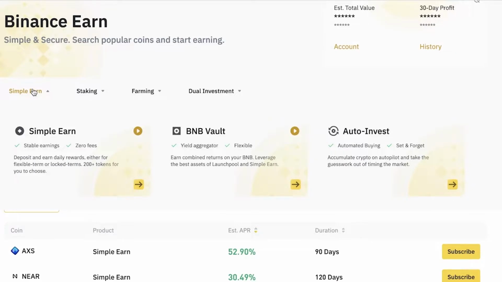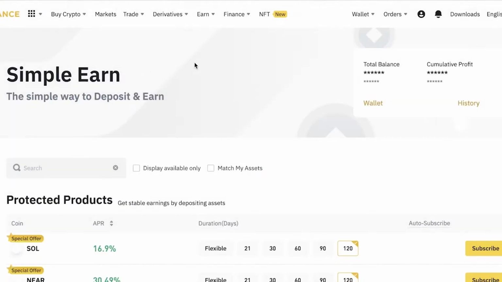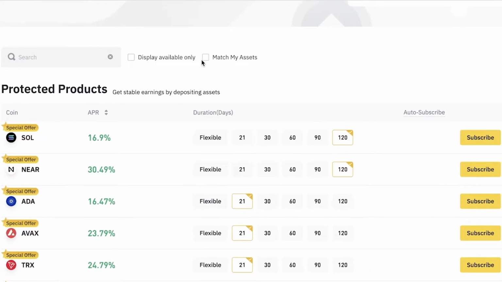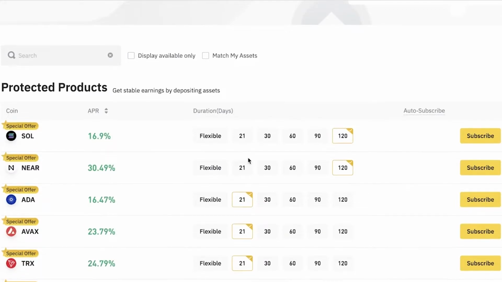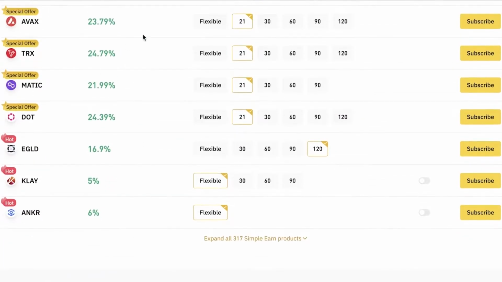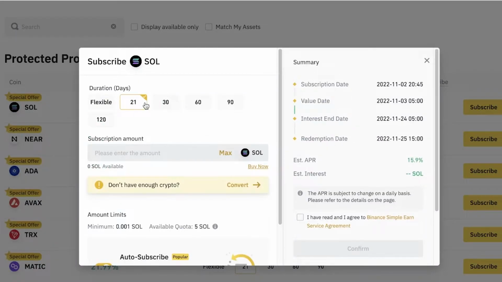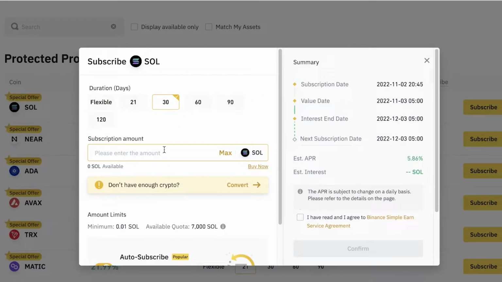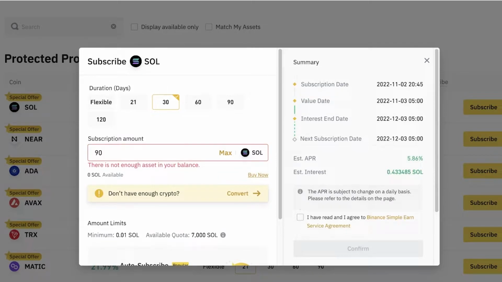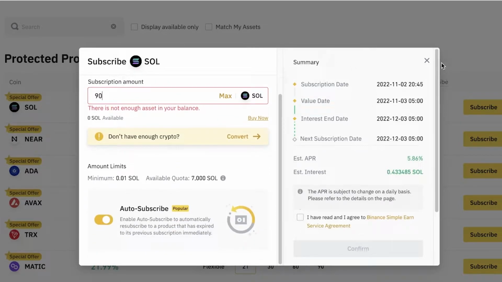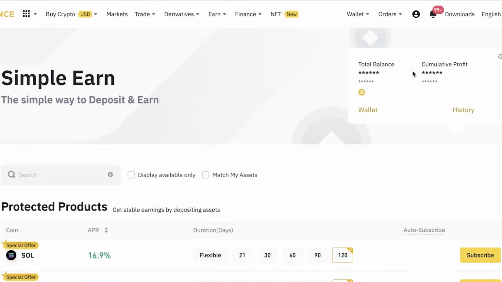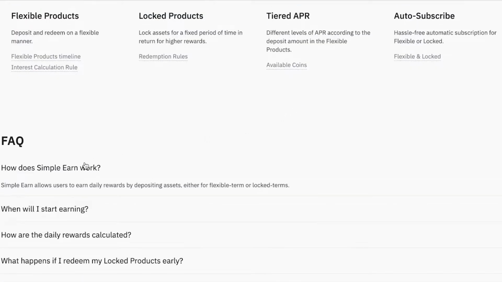So first off, if we go into the simple earn section, the simple earn is where you can go ahead and invest in a simple token. So you can go on ahead and choose any token of your choice. Let's say it's Solana for us. Then you can subscribe for a certain number of days and enter the amount of tokens that you want. And after that, you will just purchase these tokens and earn on these tokens. So that is it. That is all there is.